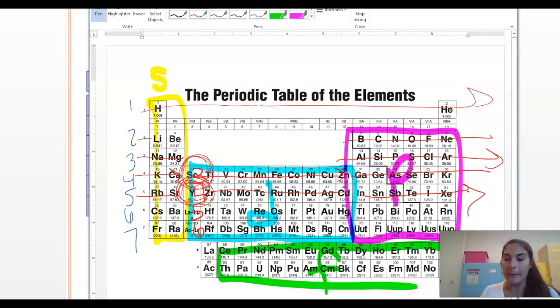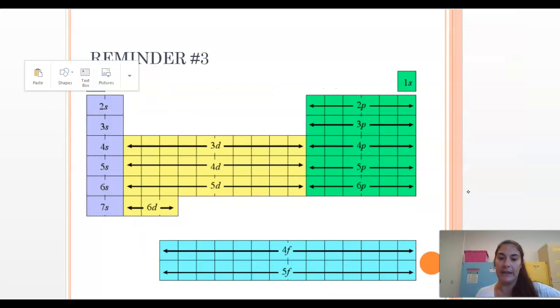5p, 6. Okay, so that is that piece, right? You follow the periodic table when you are filling it in. And so this is just a good thing to always have in mind. With this, I want to put some input into when you know how to stop.